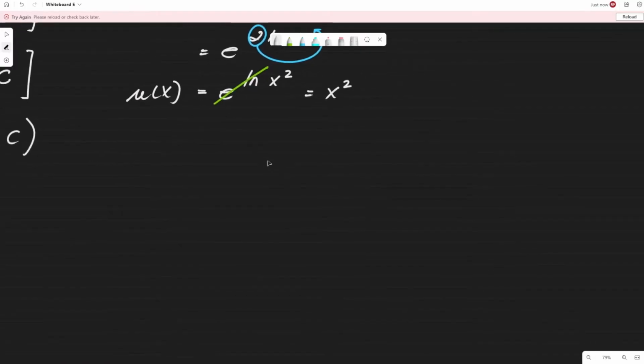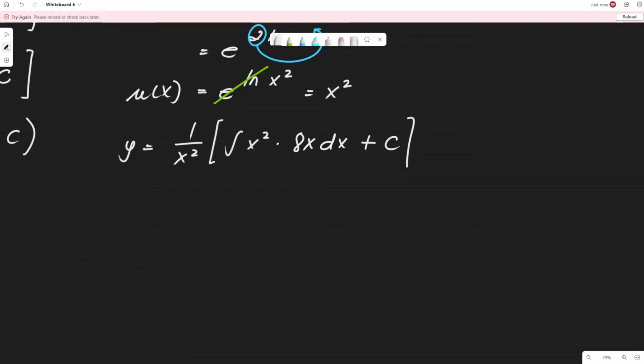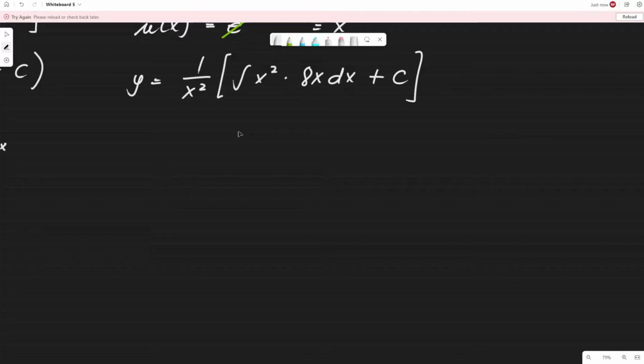So using the formula, no? So substitute lang natin. So we have y is equal to 1 over x squared, that is our mu of x, multiplied to the quantity of the integral ng x squared times 8x dx plus c. Okay, ganyan lang siya. Okay, so let's simplify the integral, no? So we have 1 over x squared, the integral of 8x cubed dx plus c.